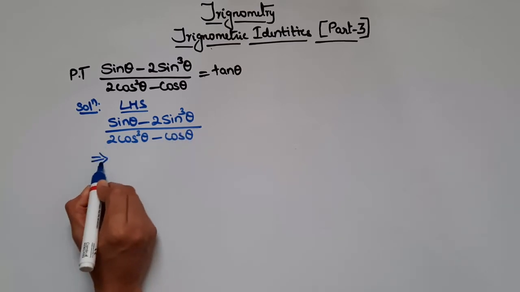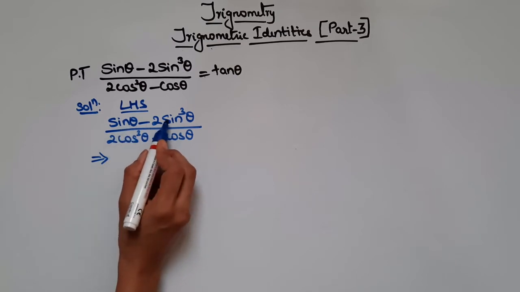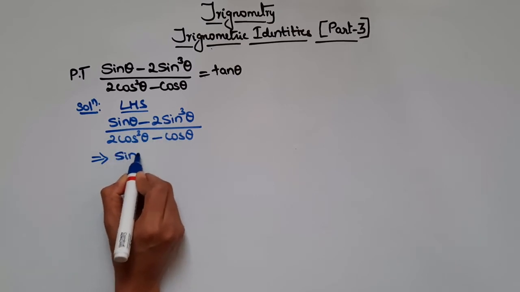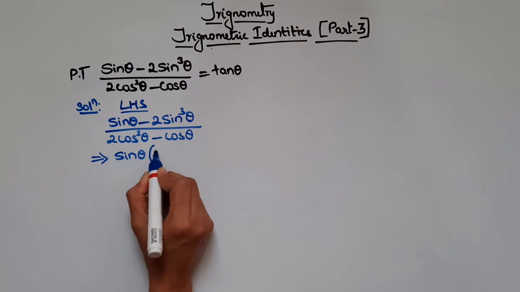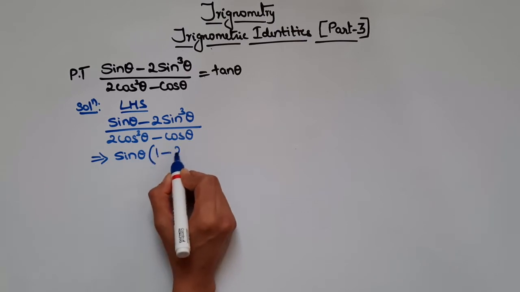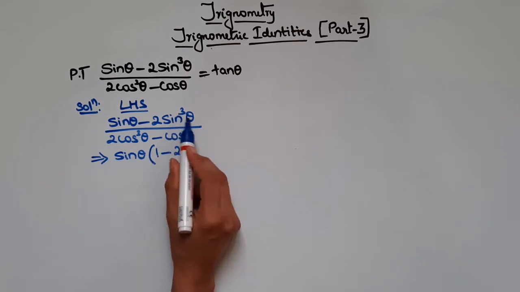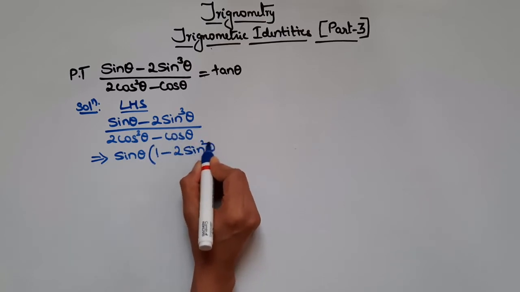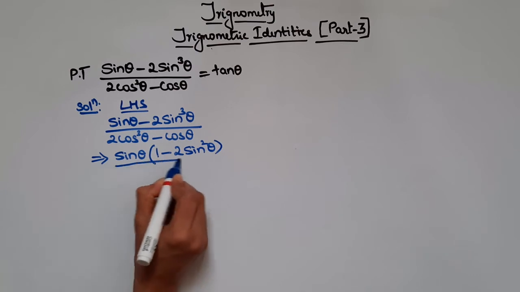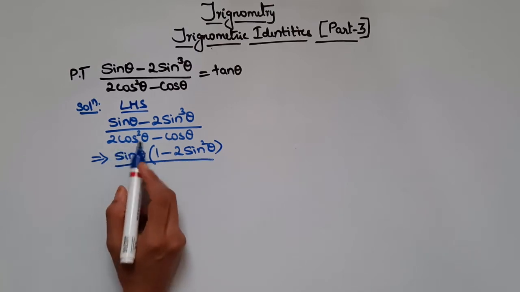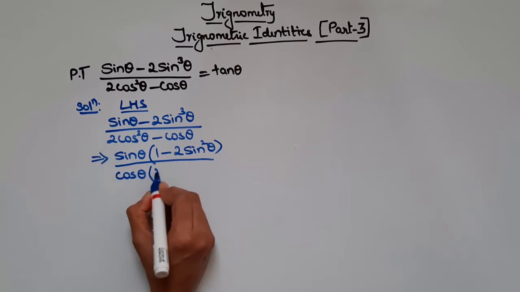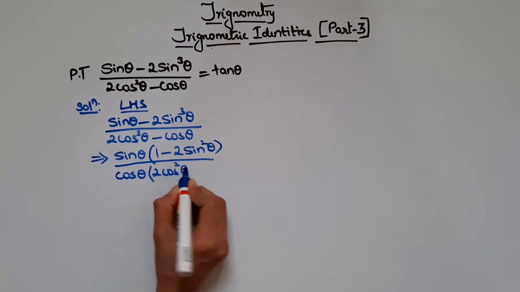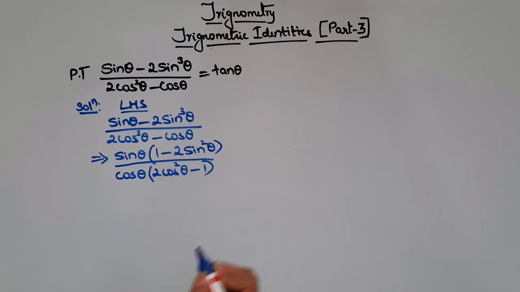So this implies, if you see the numerator, here sin theta is common, right? So let's keep that sin theta outside. We are left with 1 minus 2 into sin cube theta. One sin is outside, so here we are left with sin square theta, right? By, in denominator, cos theta is common. So let's keep that cos theta outside. Here we are left with 2 cos square theta minus 1, right?